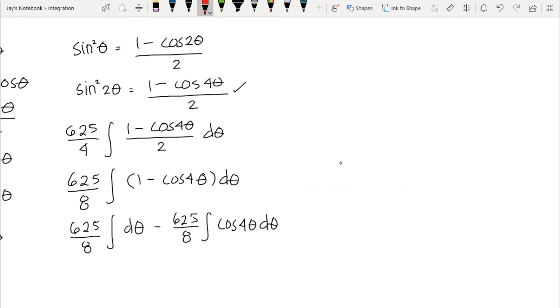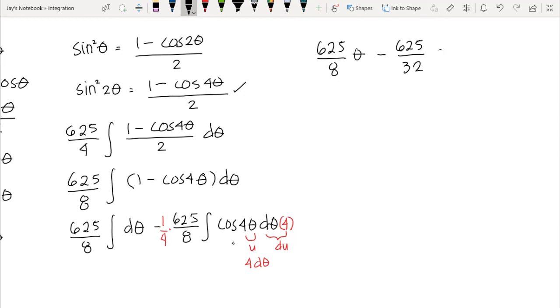So in this case, we have 625 over 8. Now, the integration of d theta, that is theta, minus, now, if we integrate this one, this is our u, so therefore, our du should be 4 d theta. So we multiply 4 here, so that this would be our du, correct? So we multiply 1 over 4 outside, so we have 625 over 8 times 4, that is 32. Now, the integration of cosine u, that is sine u, and our u is 4 theta, correct? Then we have plus c.